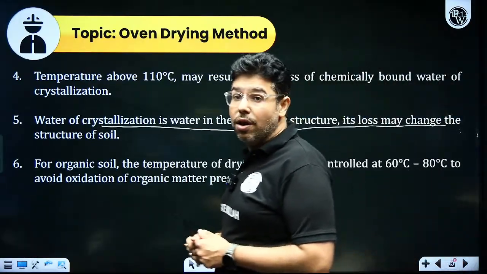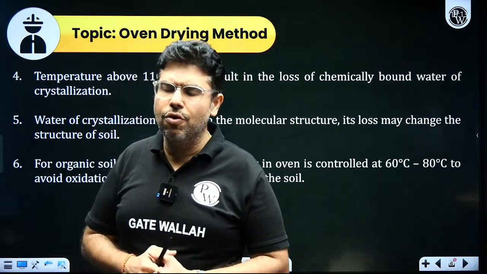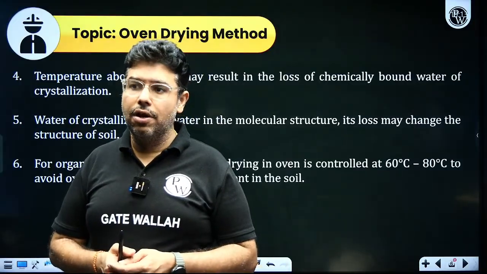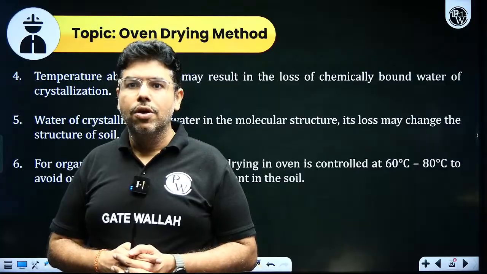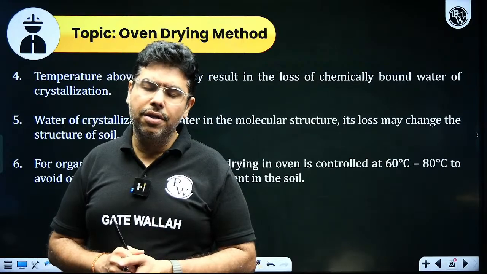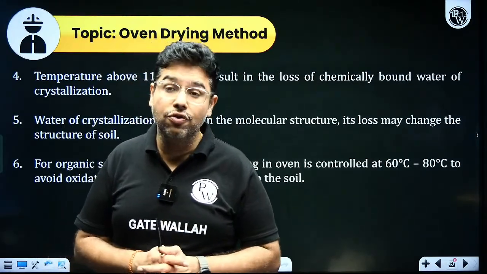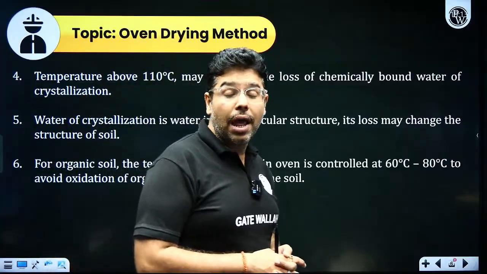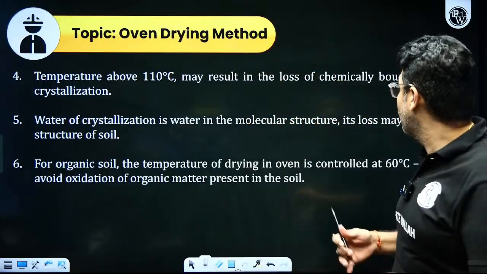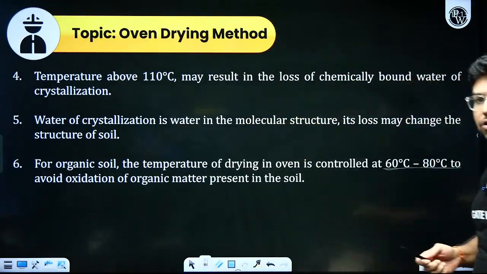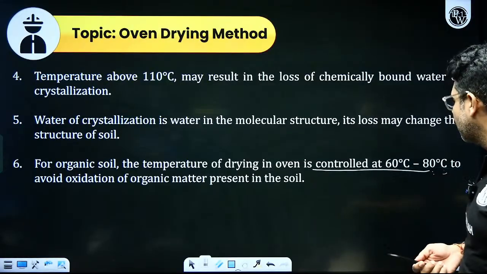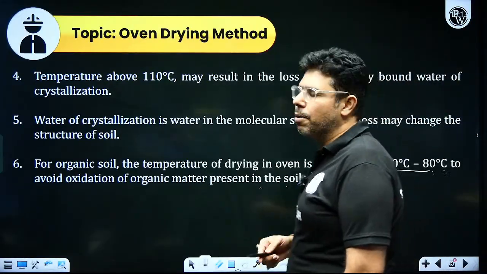See, for organic soil, if you heat at such a high temperature, 105 to 110 degrees Celsius, the organic solids will get oxidized into carbon dioxide as well as water. So you will never heat the organic soil at such a large temperature. For calculating the water content of organic soil, the temperature of drying should be between 60 to 80 degrees Celsius. Okay. So for organic soil, the temperature of drying in oven is controlled at 60 to 80 degrees Celsius to avoid oxidation of organic matter present in the soil.